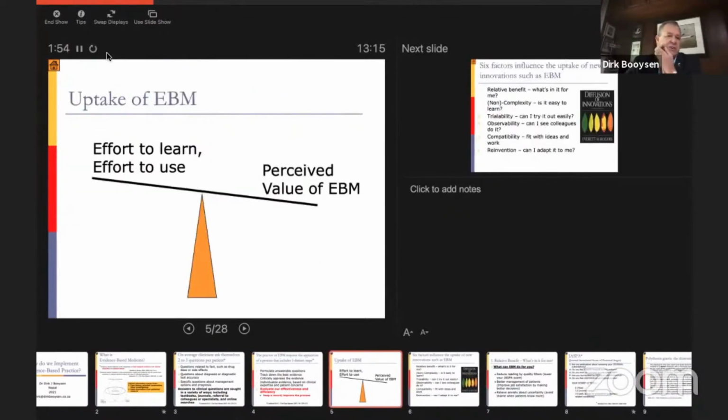Right, so the uptake of evidence-based medicine is not an easy thing, because there's an effort to learn and there's an effort to use it. And then you have to balance this against the perceived value of the evidence-based medicine that you're trying to implement in the practice. So some of the older guys don't like to go and sit and attend CPD lectures and so on, because they feel it's a waste of time because they know everything. So the effort is quite a big barrier, and then the perceived value. If you don't perceive value from learning something, you're not going to do it.